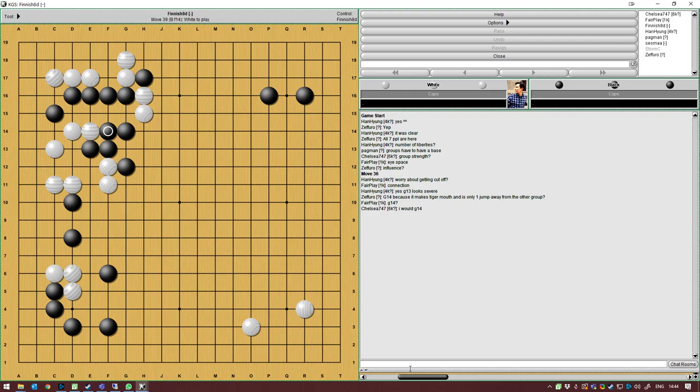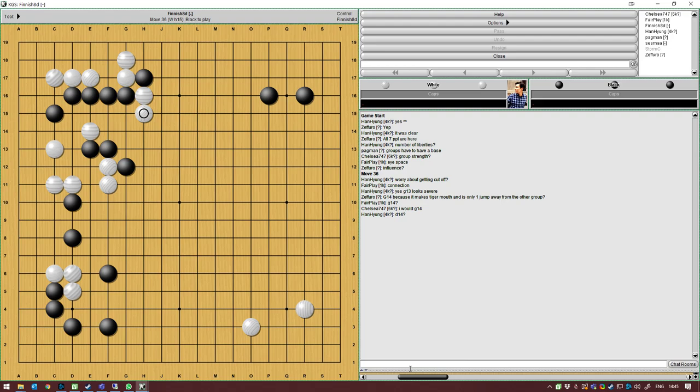Okay. Anyone else? So D14 means I directly get eyes, and if you want to cut me off, go ahead. That is the meaning. But still, that's not efficient enough, okay?